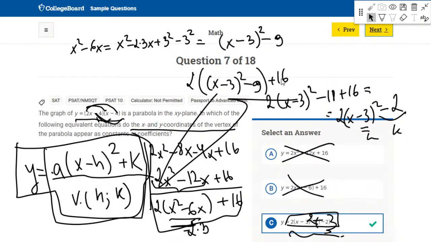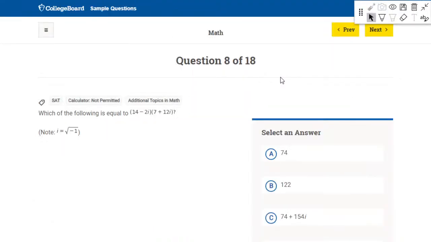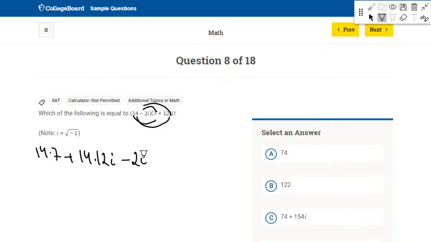Next question. So complex numbers, which of the following is equal to? We do the same here, multiply, then calculate. So 14 multiplied by 7 plus 14 multiplied by 12i, minus 2i multiplied by 7 and minus 2i multiplied by 12i.